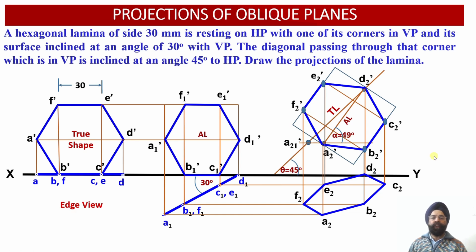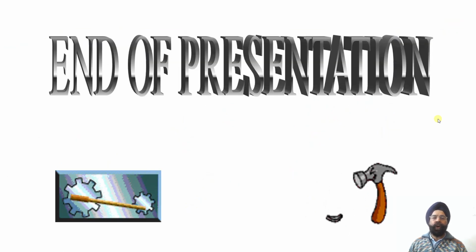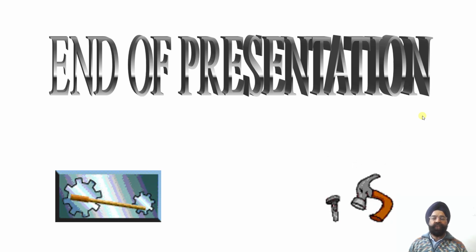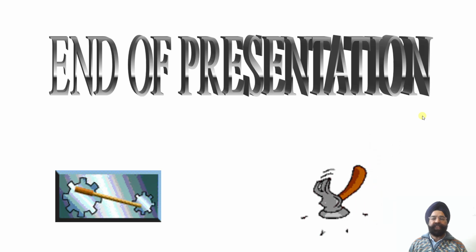So this is all for today. I hope that through this discussion, you would have understood the procedure to evaluate the orthographic projections of the oblique hexagonal lamina, which happens to be inclined with respect to the vertical plane as well as with respect to the horizontal plane. So we will be continuing with further discussion regarding a few more illustrative cases of projections of the planes in the coming lectures as well.